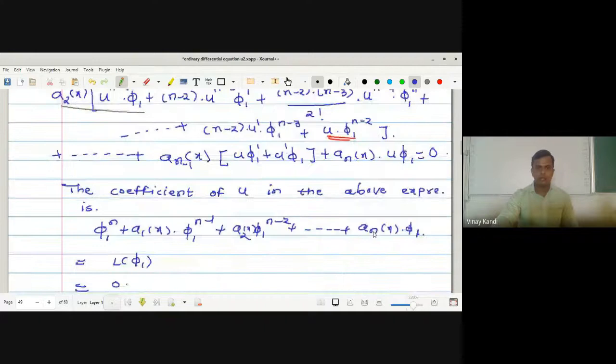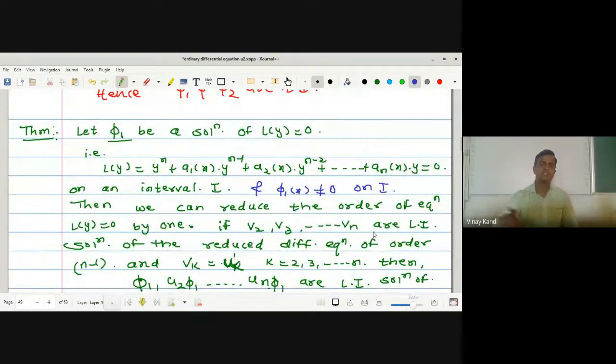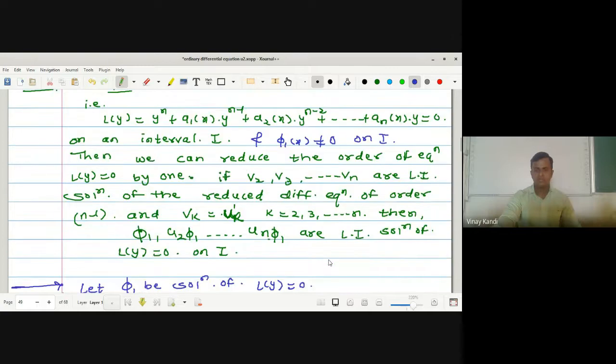So we have proved that this statement: if phi 1 be the solution of L of y on an interval I, then we can reduce the order of equation L of y is equal to 0 by 1 if v2, v3 up to vn are the linearly independent solutions of the reduced differential equation of order n minus 1 and vk is equal to uk dash. What is the relation between uk and vk? vk is equal to uk dash for k running from 2 to n. Then all these n solutions are linearly independent.